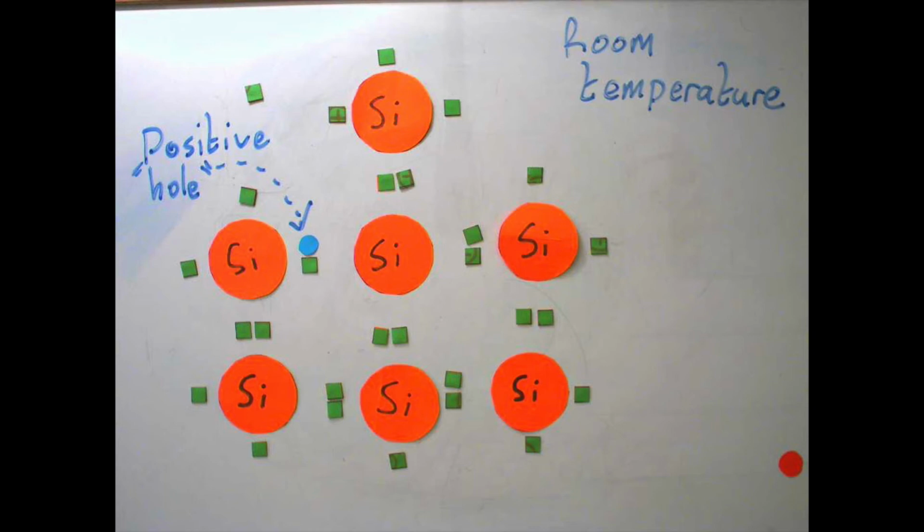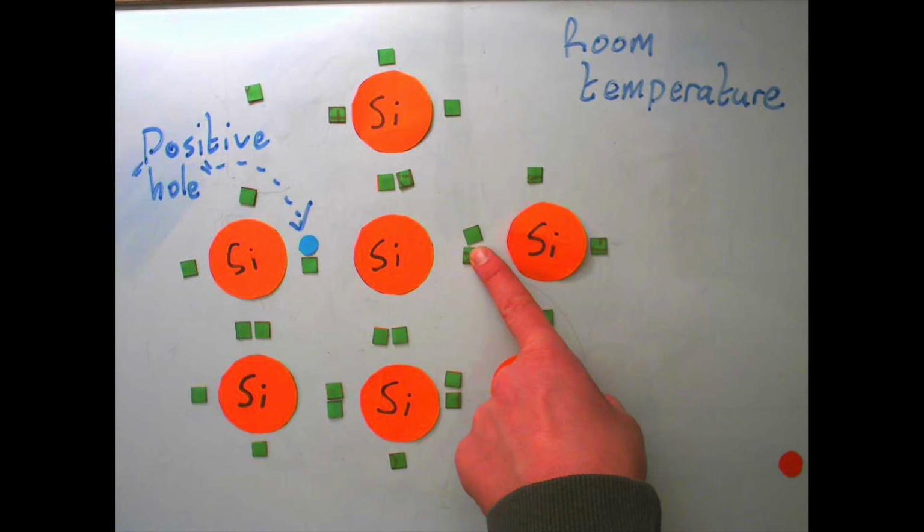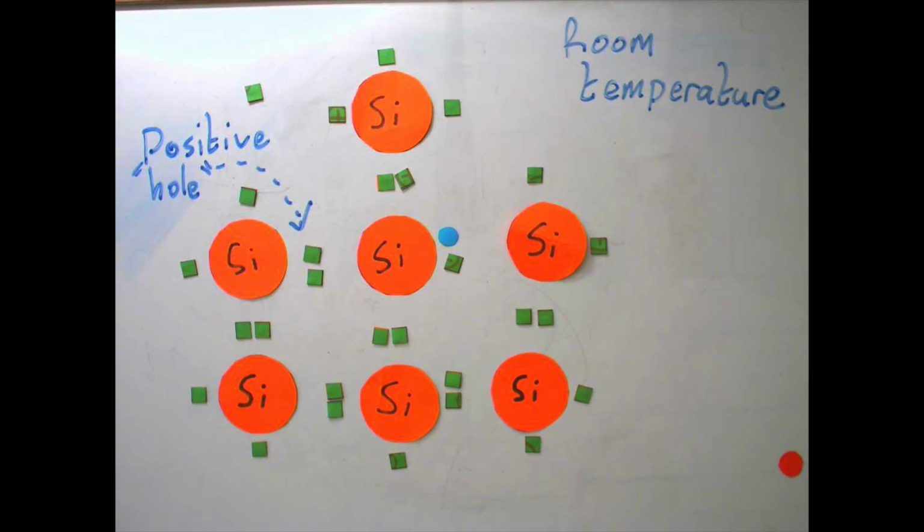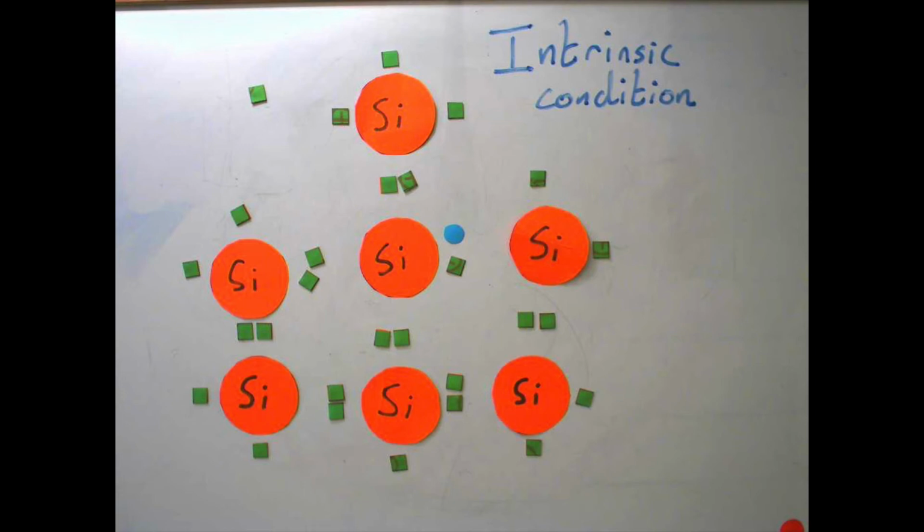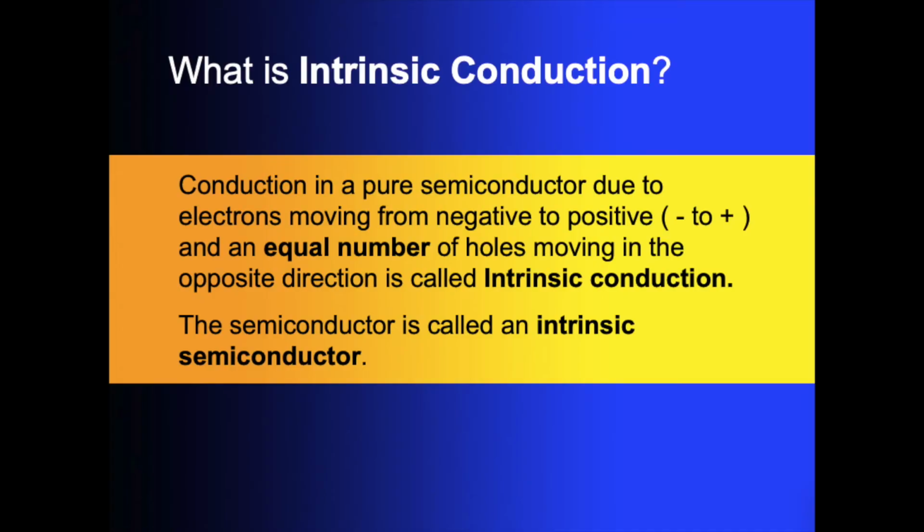And here's the thing, that positive hole could be filled by another electron. Another electron might be attracted to that positive hole and go to it. But wherever that electron came from is then also going to leave a positive hole. So what this means is you can have negative electrons and positive holes moving around through the material, so you can conduct a charge. This movement of electrons and positive holes is known as intrinsic conduction. And there's an equal number of positives and negatives just moving from place to place within the semiconductor.